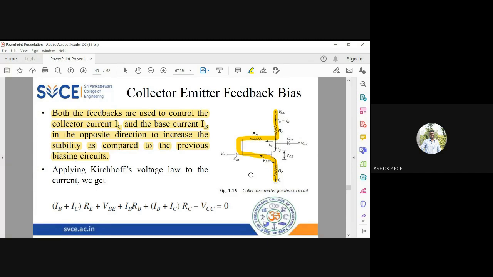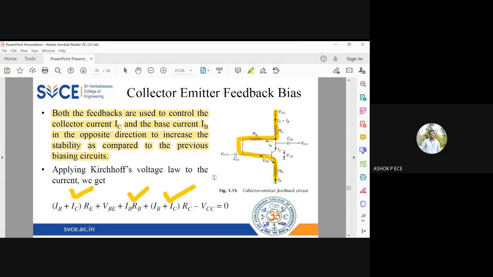So VCC minus VBE is equal to the current through RC, which is IC plus IB, so IC plus IB into RC, plus IB into RB, plus IE into RE. But you know IE is IB plus IC, so I'm going to write IB plus IC into RE. See here, first resistance: IB plus IC into RC, the current flowing through the collector resistance RC. The next one, IB into RB, the current flowing through the resistance RB. And through RE, IE is flowing, but IE is equal to IB plus IC. So it is IB plus IC into RE, equal to VCC minus VBE.